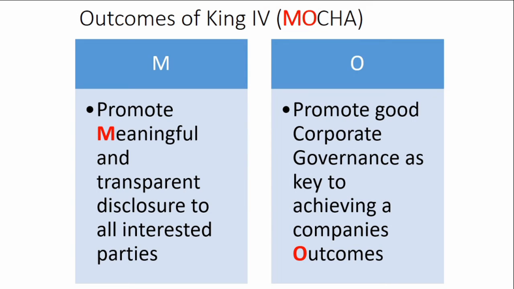So, M in MOCHA stands for meaningful and transparent disclosure. King 4 was attempting to promote meaningful and transparent disclosure of the way an entity hopes to achieve their governance. Not only that, they want to ensure that all stakeholders who are interested in the governance of an entity are able to access this disclosure. Most companies that you will encounter are profit generating companies. That is the ultimate outcome or goal of the company. Good corporate governance helps to achieve those outcomes. So, part of the purpose of King 4 is also to achieve the outcomes of the entity.